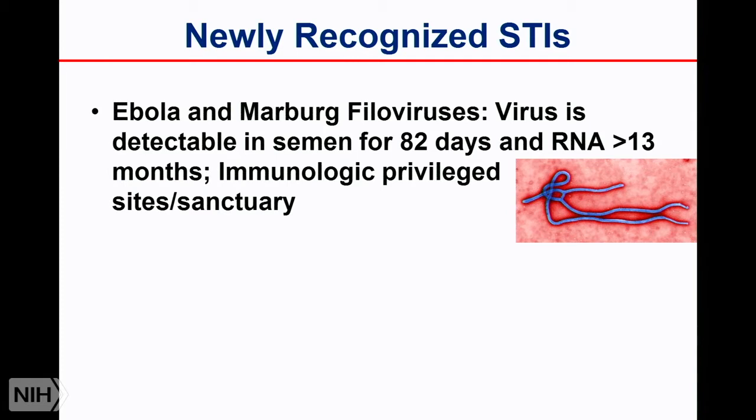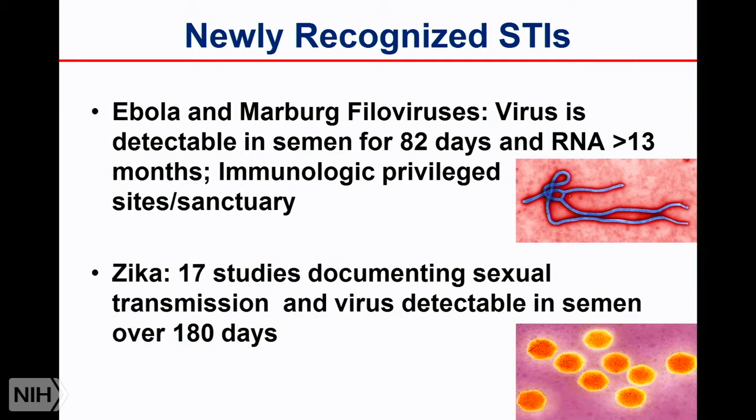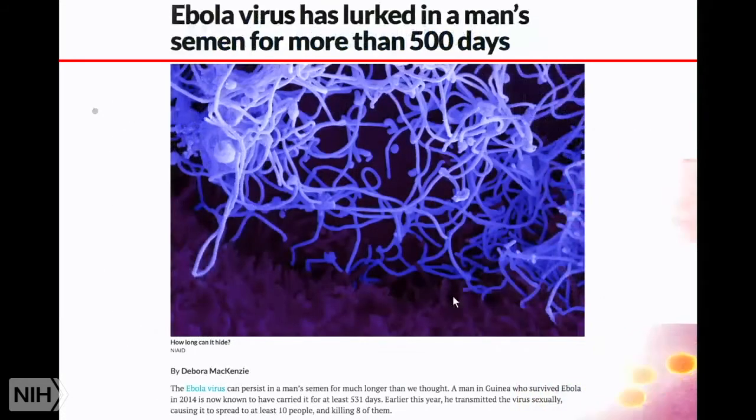That's where I thought I would leave it about 4 years ago. But I had to insert this slide because now we know that the filoviruses are being transmitted sexually and are now being listed along with 30 other pathogens as being newly recognized STIs. So Ebola and Marburg have both been shown to persist in semen of men and have been shown to transmit mostly from men to women. Zika virus, which caught the public's attention just a year ago, over 17 studies have now documented sexual transmission and the presence of the virus in the semen for over 180 days and some even longer.